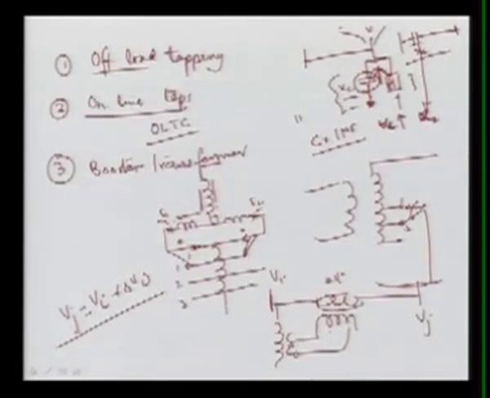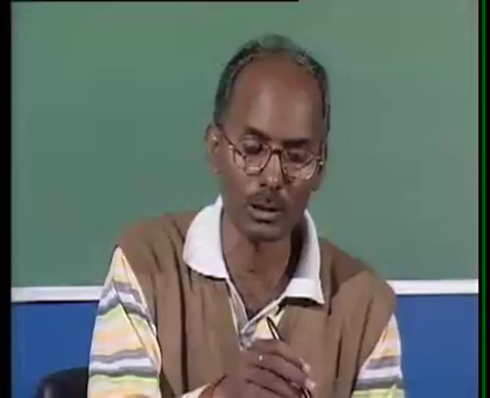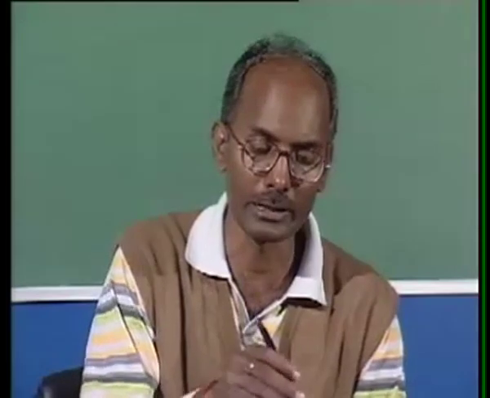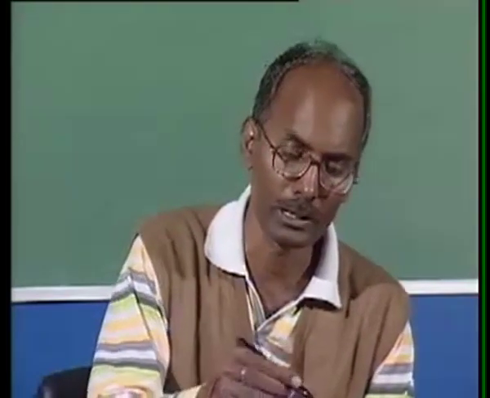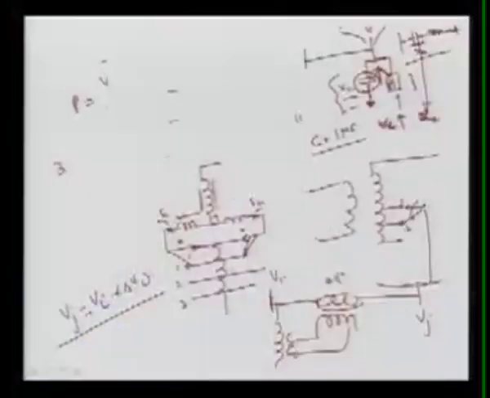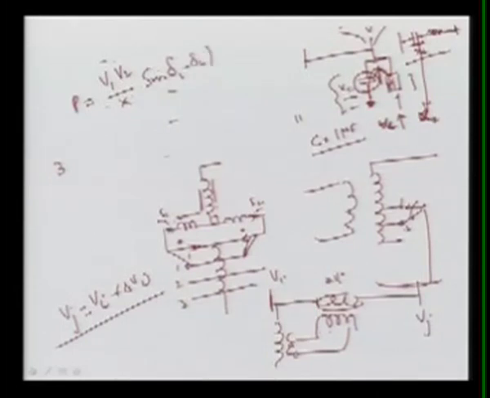Here XC is provided to compensate the reactance of this line, and by this XC we can go for more loading of the transmission line, because the loading of the transmission line is nothing but your P, it is V1 V2 upon X sin delta, where delta is delta 1 minus delta 2, that is the change in angle between bus 1 and bus 2.